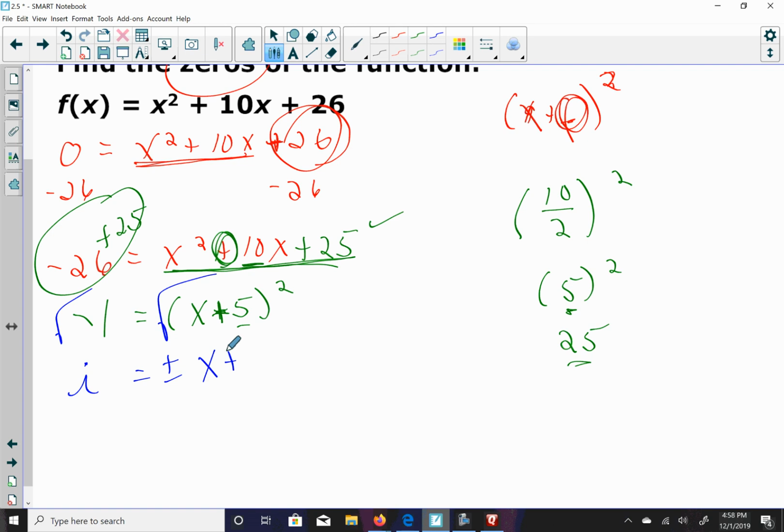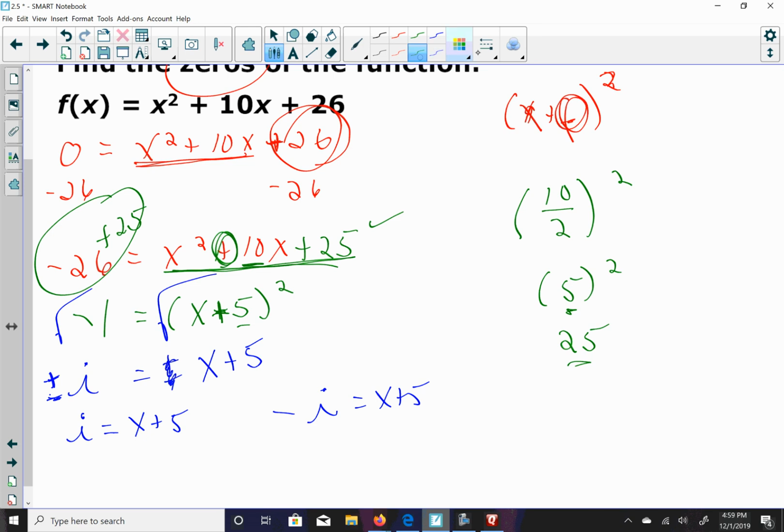Oh no, I did that wrong. This is x plus 5, but the plus and minus sign should actually go here when I took the square root, because this is the side that I'm solving for. So I have plus or minus i is equal to x plus 5. So I have two separate equations that I have to solve for x. One is going to be positive i is equal to x plus 5. And the other one is going to be negative i is equal to x plus 5.